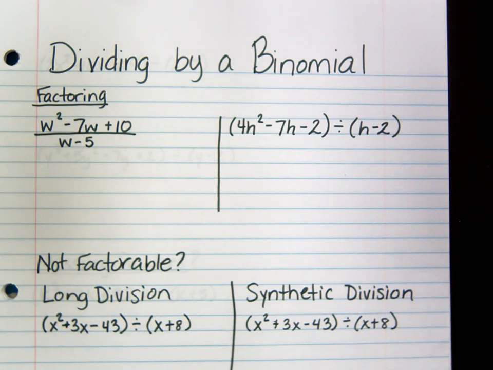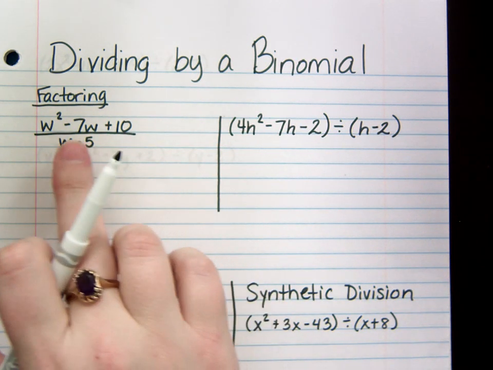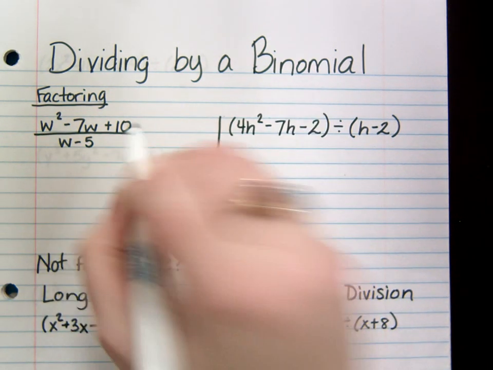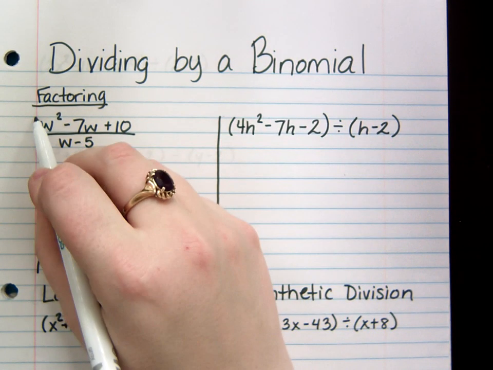In this video, we're going to look at how to divide a polynomial by a binomial. In previous videos, we've already looked at how to divide by a monomial, one term, but now we're going to look at how to divide when we're using two terms. Sometimes you're going to be able to factor the polynomial part, and it'll cancel out what you're dividing by. So for instance, this one, a trinomial with the a value equal to 1.